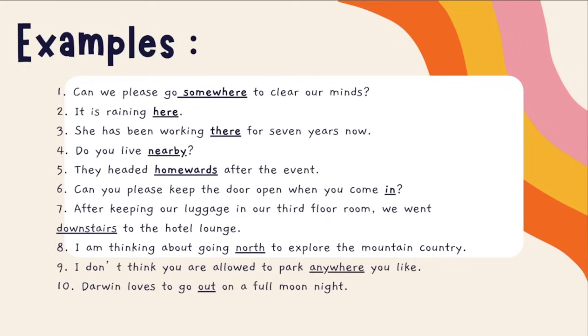Another one. I am thinking about going north to explore the mountain country. So the question here is, where are you thinking to go, or where are you deciding to go? The answer is north. So it also answered the question where. So the adverb of place here is north, because north tells us the direction.